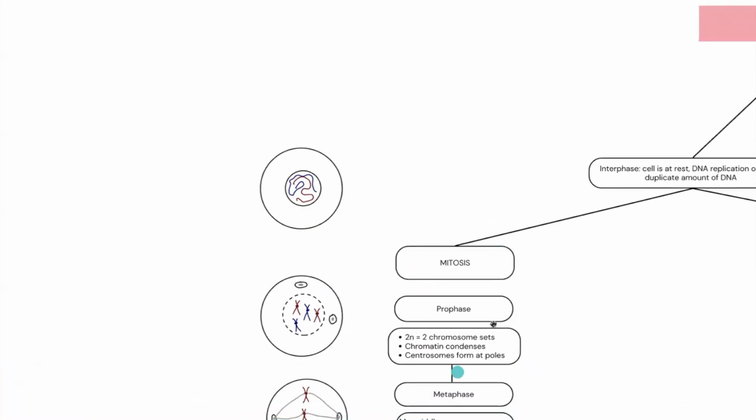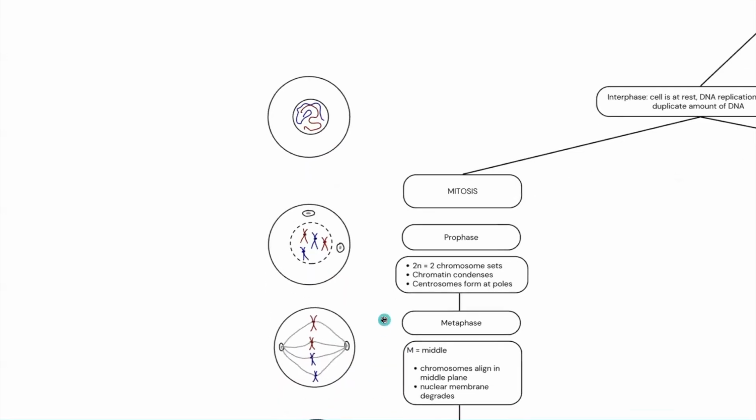That begins with prophase. In prophase, we have 2N. We're diploid. We've got two chromosome sets. And in prophase, our chromatin condenses and our centrosomes form and start to move to the poles. Then we've got metaphase, and the most high yield thing you need to know about metaphase is M for middle. So we're lining our chromosomes at the middle plane. So at that metaphase plane, we're lining up in like a single file. That's how most pictures will appear. And we've got some of these spindle fibers coming out of the centrosomes, joining at the centromeres.